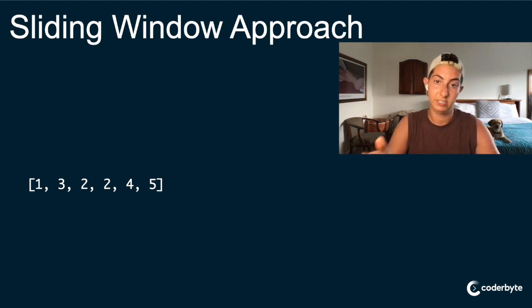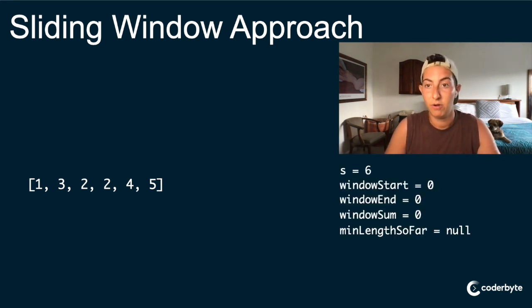So we have 1, 3, 2, 2, 4, 5, and our sum is equal to 6, right? That's the S that we're looking for. And we're looking for the smallest contiguous subarray whose sum is equal to or greater than S, which is 6 in this case. So for this algorithm, there are going to be a few different variables that we initialize right off the bat. So first we have S equals 6, which is passed to us.